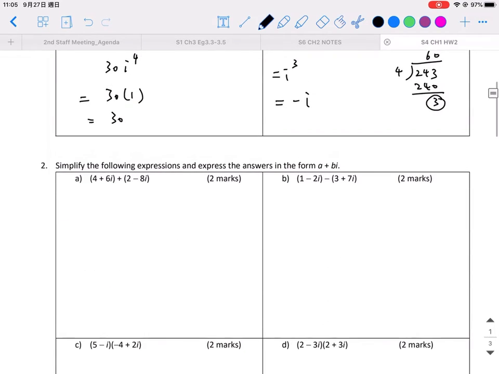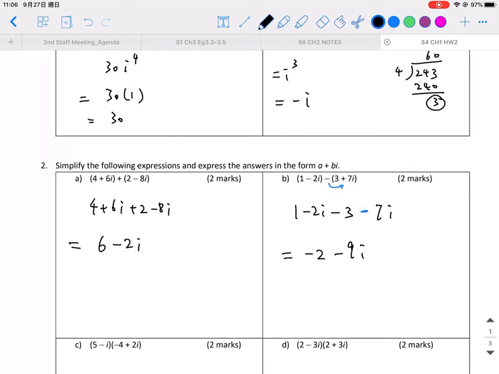So for part 2, add together, it should become 4 plus 6i plus 2 minus 8i, and therefore it's 6 minus 2i. And the second one is 1 minus 2i, and then minus 3. Pay attention, in this one, because negative times positive should be negative, it is 7i. So don't make this mistake, and it will become -2 minus 9i.